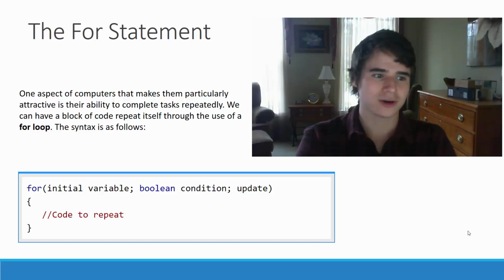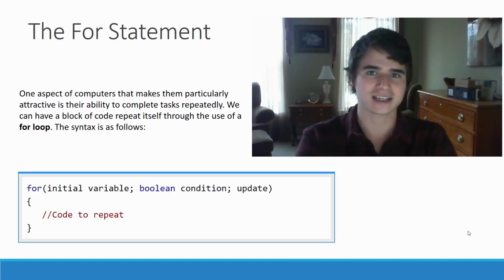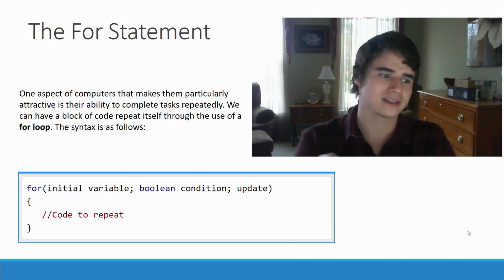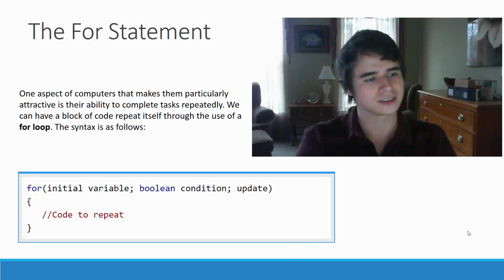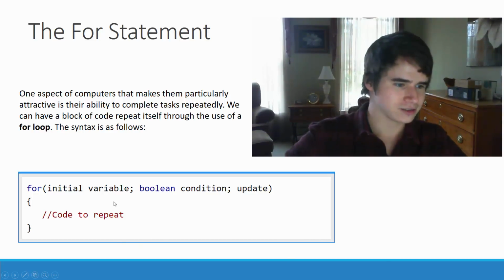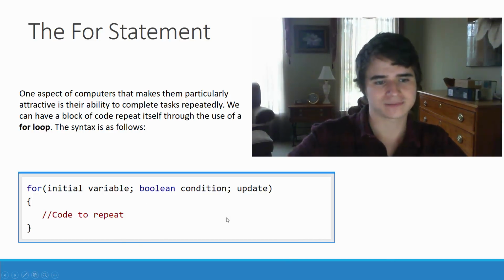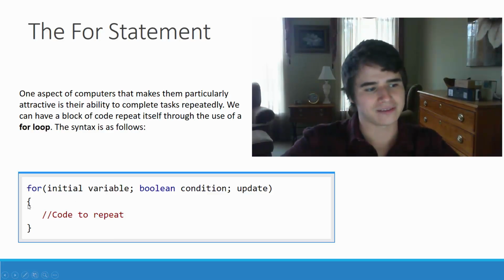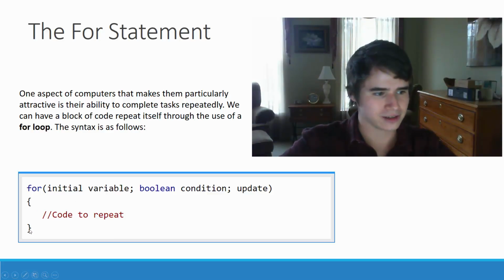We can have a block of code repeat itself through the use of a for loop, and the syntax for creating a for loop is as follows. So, for initial variable, Boolean condition, update. Then we have an open curly brace and a closed curly brace, and the code that gets repeated goes between there, right in there where it says code to repeat.